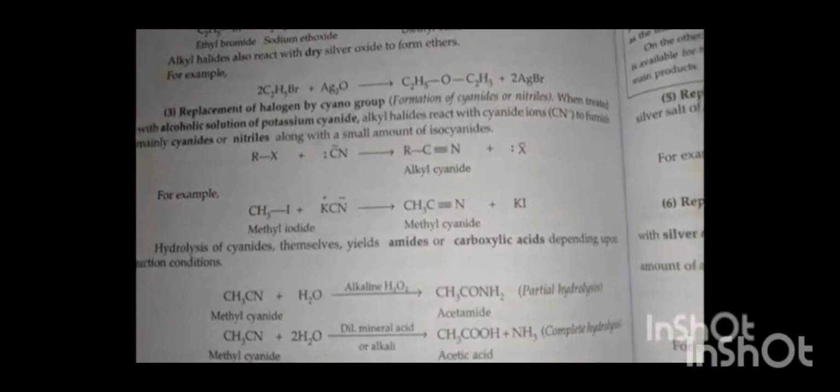Third is replacement of halogen by cyano group. Formation of cyanides or nitriles when treated with an alcoholic solution of potassium cyanide. Alkyl halides react with cyanide ions to furnish mainly cyanides or nitriles along with a small amount of isocyanides.